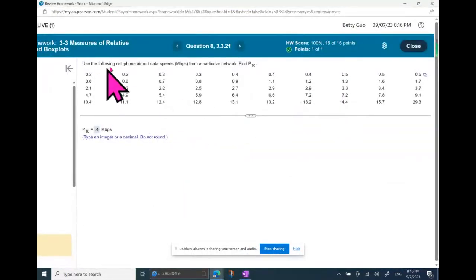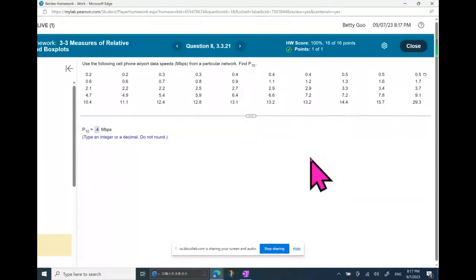So again, good news is it's already sorted, right? Think about the 10th percentile separating the top 90% and the bottom 10%. So we have 50 values altogether, in total. So does that mean 1, 2, 3, 4, 5, 6, 7, 8, 9, 10? This value should separate the bottom 20% and the top 80%.